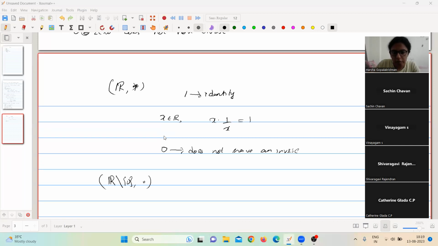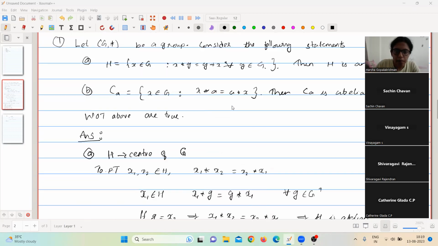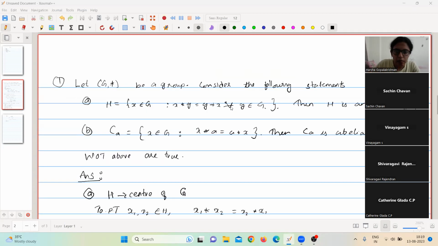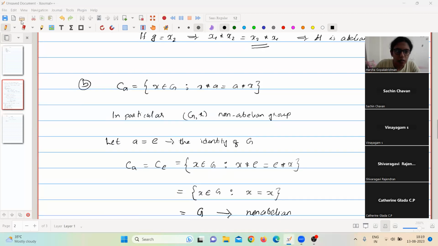So the question is, if A belongs to the center, then CA. Okay, let us just check that. In that case, CA will be G again, right? So the question is, if A belongs to the center, then what will be CA? So let me.